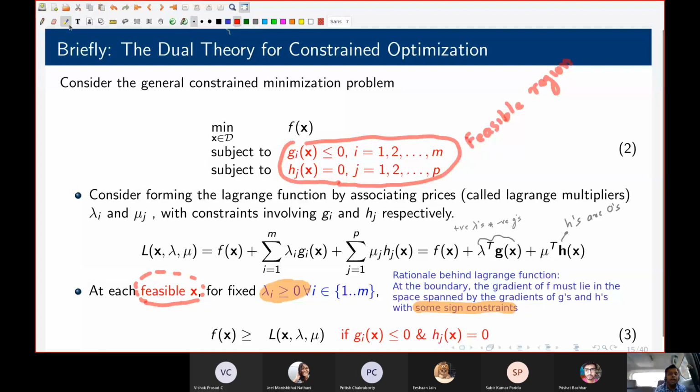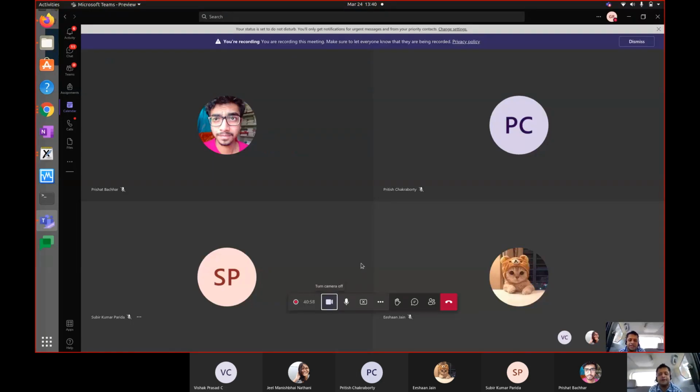Why? Again, remember, we are talking about the feasible region and not some arbitrary region. So this is all about the feasible region. Therefore, what happens? These two terms are anyway non-positive, and as a result, f(x) will be greater than or equal to L of x, lambda, mu. Is this clear to everyone? Please ask me questions if you have any with respect to this inequality.